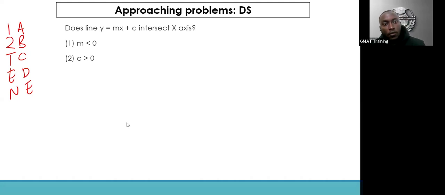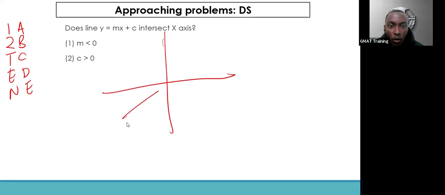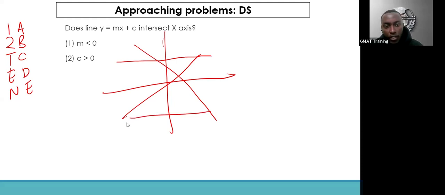So does the line y equals mx plus c intersect the x-axis? Does it intercept the x-axis? All these lines will have to intercept the x-axis except for a horizontal line. So, this horizontal line. Now statement 1.